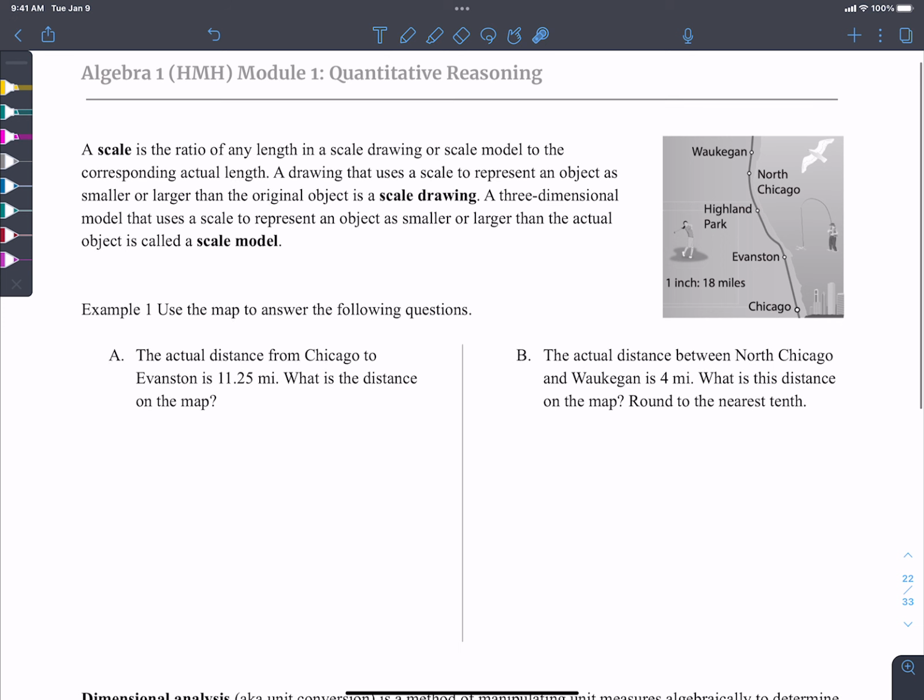Why don't you go ahead and do me a huge favor. Try example 1, A and B. Pause the video, please. And please, on B, follow the direction and round your answer to the nearest tenth. And whenever we have a direction like that, it means that you should probably use a calculator. So if you don't have it with you, please get it ready. Pause the video.